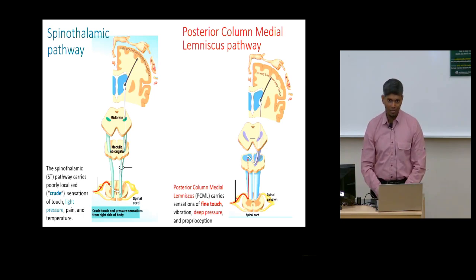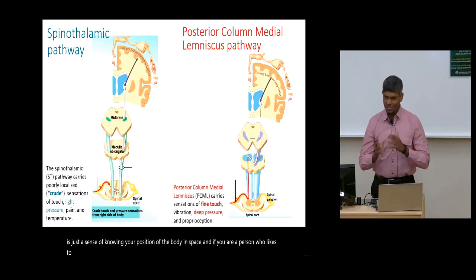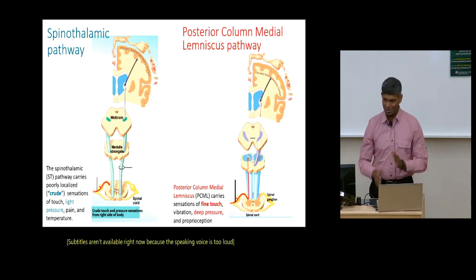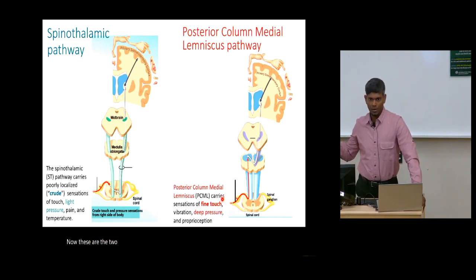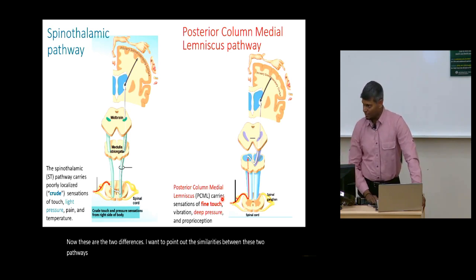And if you are a person who likes to run and you often twist your ankles, probably because the proprioception isn't accurate, right? So that may be affected. So these are signals which are sent through the PCML pathway. Now, these are the two differences. I want to point out the similarities between these two pathways and a second difference as well.